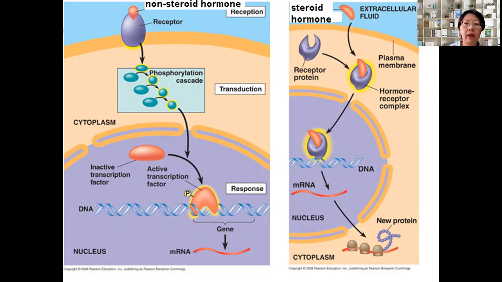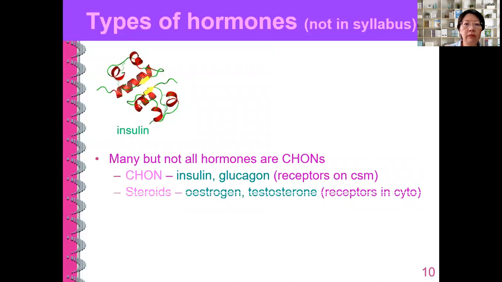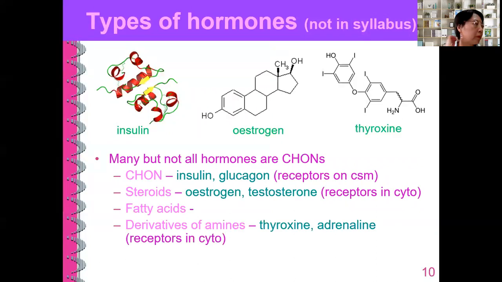So there are a few types of molecules that can form our hormone. First one is protein. The insulin and glucagon that you've learned are proteins. So they have to bind to the receptor on the cell surface membrane because they're too big to enter the cell. Whereas steroid hormones like estrogen and progesterone have organic rings. They can pass through the membrane and then enter the cytoplasm. The receptors are in the cytoplasm.